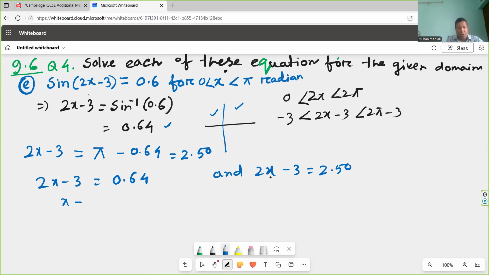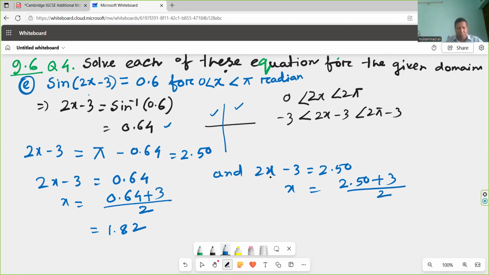So x = (0.64 + 3) divided by 2. So we'll get 1.82. Here x = (2.50 + 3) divided by 2, so the result will be 2.75. Final answer: x = 1.82 and 2.75. Number E completed.